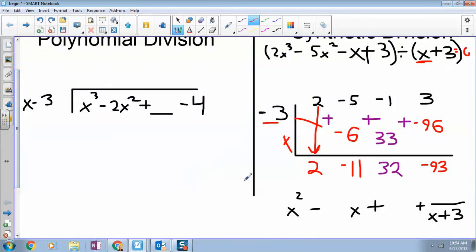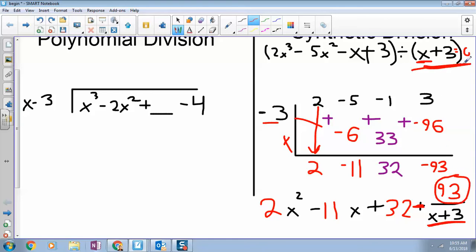So the first number goes in front of x squared. So we have 2x squared minus 11x plus 32, alright, minus 93 over x plus 3. Alright, so you guys see how I put x plus 3 on the bottom? Negative 93 is our remainder. What you do with the remainder is you just put it above the value that is the denominator.